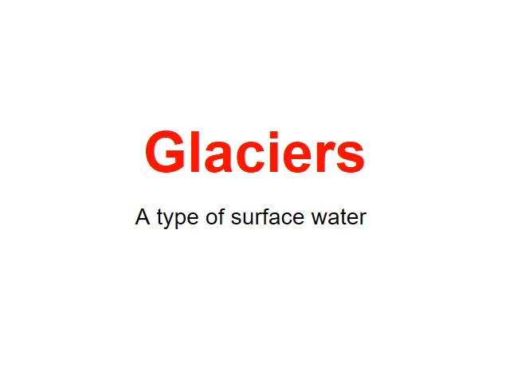So today we're going to be looking at that last type of surface water that we have yet to examine, and that is glaciers. Glaciers are water that's found on top of the land. It's not groundwater, so this is surface water.